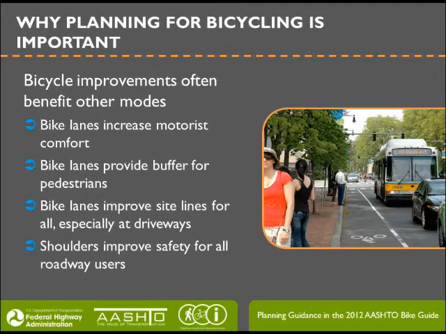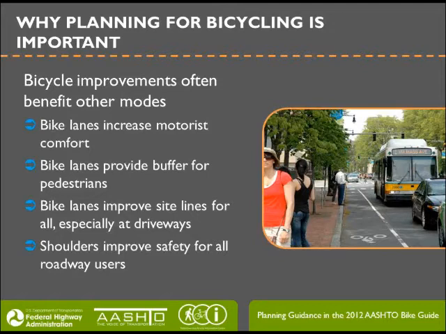If you look at the picture here, of course, you're going to see the motor vehicle lane and the sidewalk, and in this case, the bike lane really benefits the pedestrians because it provides a buffer between the travel lane and the sidewalk. Another good example would be shoulders.